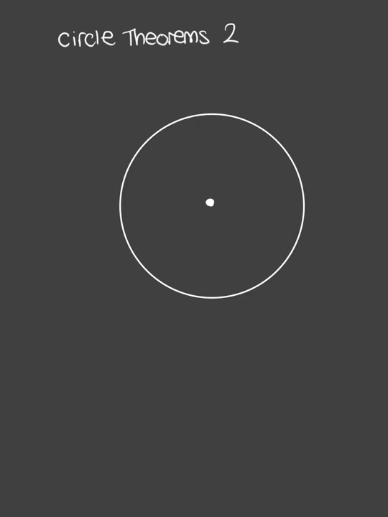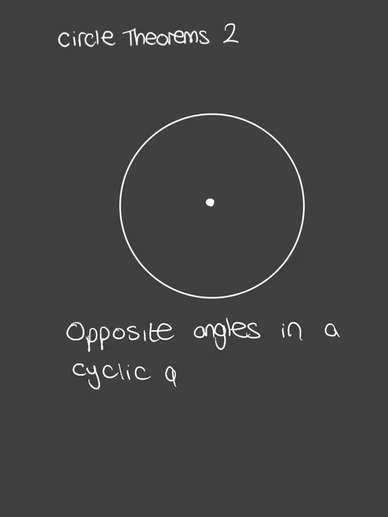Okay, next circle theorem then is that opposite angles in a cyclic quadrilateral add up to 180 degrees. So a cyclic quadrilateral, what we mean by that is a quadrilateral where all of the corners, all of the vertices are on the circumference of the circle.